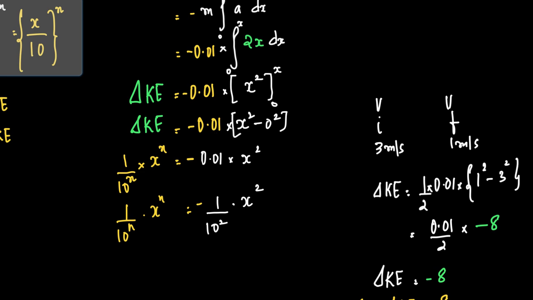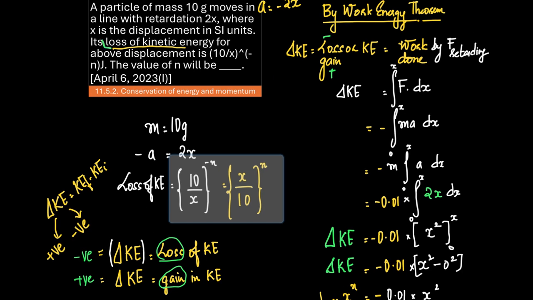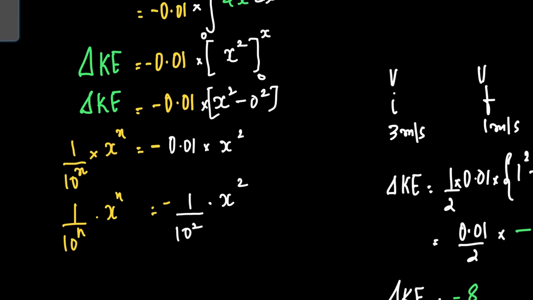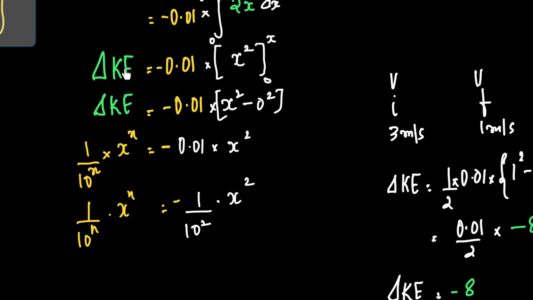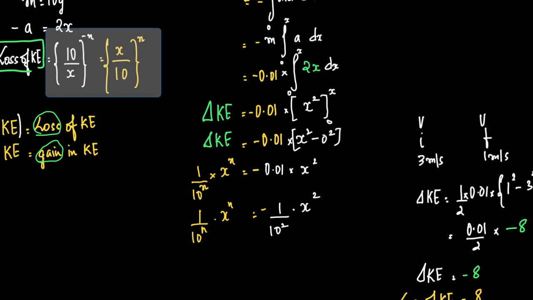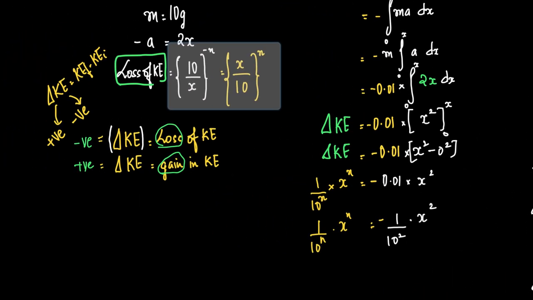Now it is given to us in the question that the loss in kinetic energy is, it is not a change in kinetic energy. What is given to us? It is given to us that the loss in kinetic energy is equal to (x upon 10) to the power n, right? So we have not been given change in kinetic energy. What we've been given is loss in kinetic energy, and this is where the point comes. If loss in kinetic energy is given to us, then what we have is negative delta k. If gain was given, it would be positive delta k.